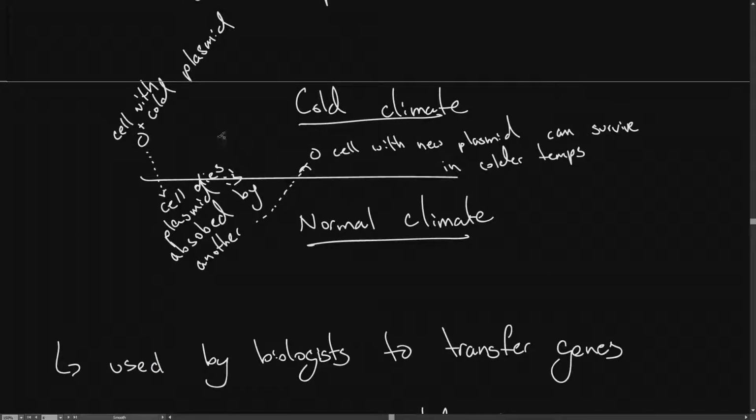So if a biologist took this plasmid that gives cold resistance from a cell and gave it to another cell, they could reproduce this effect and allow this second cell to survive in the colder climate without the second cell needing to absorb the plasmid from the first. So in this case, the biologist would inject or in some other way give this plasmid to the second cell without the second cell ever needing to come in contact with the plasmid from the first cell, or rather without having to absorb it. And this can also be reproduced on a larger scale.